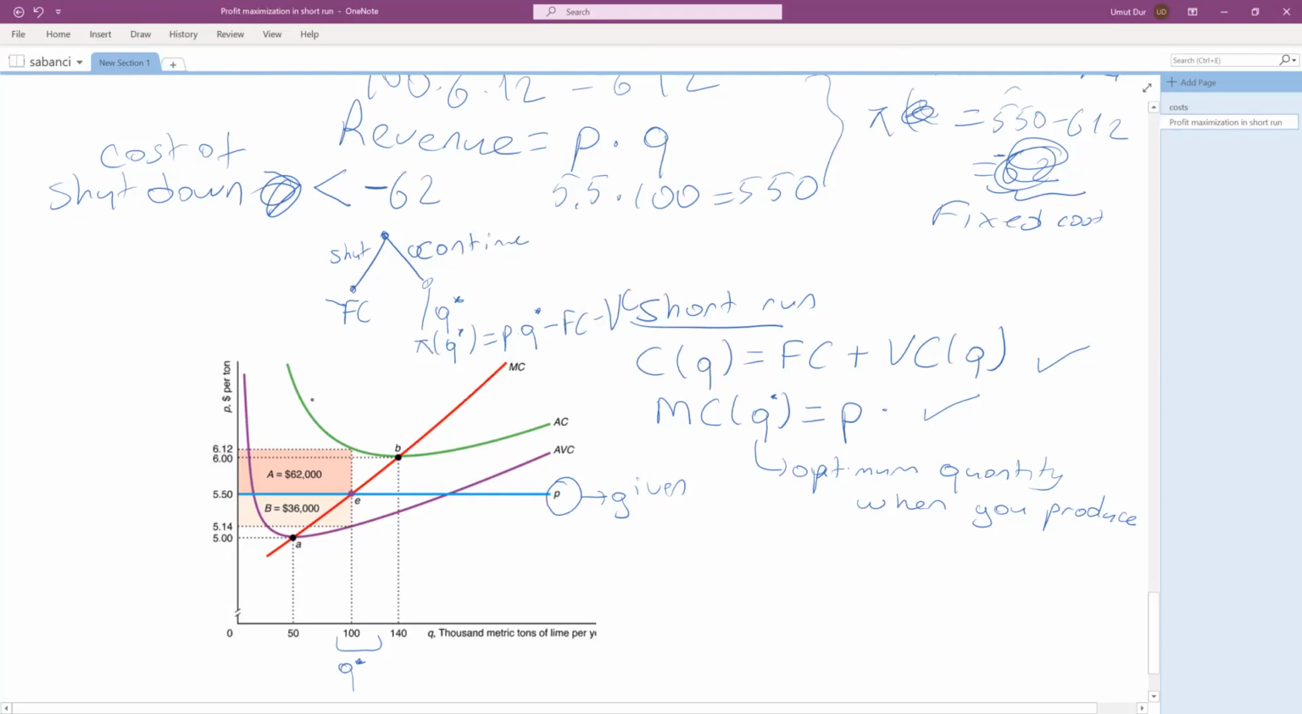So I'm comparing fixed cost with my maximum possible profit.